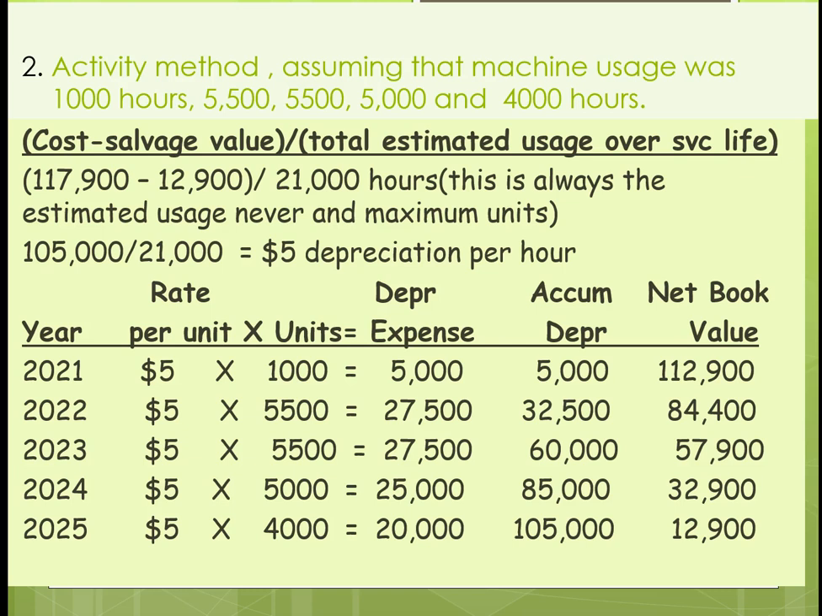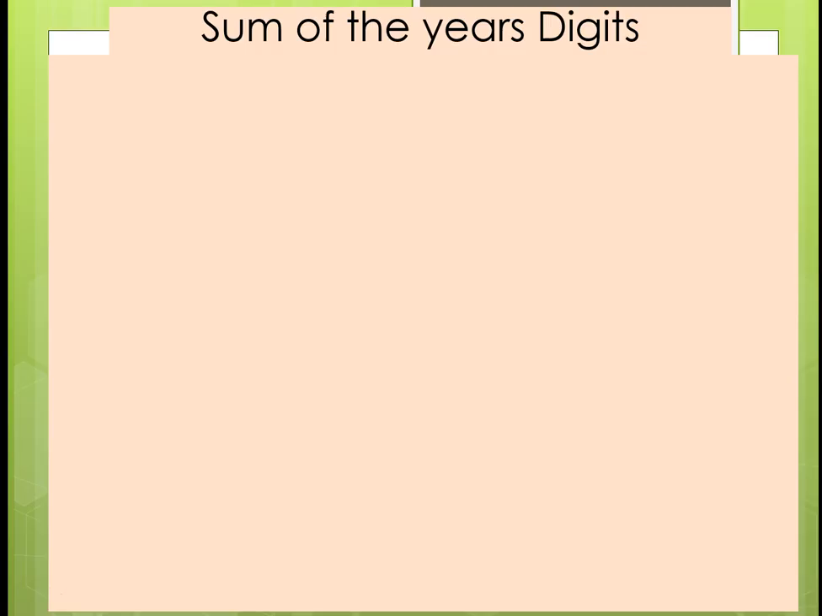So if you were to add them up, in this case, the amount that we estimated equals the amount that we used. And if you notice, again, accumulated depreciation equals 105, net book value equals 12,900. So again, this method's not affected by when it's purchased.